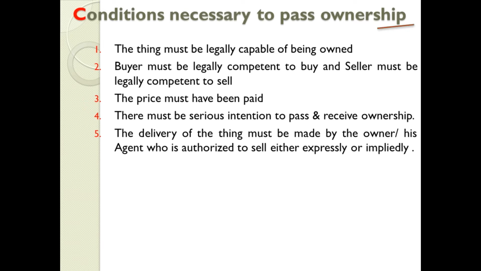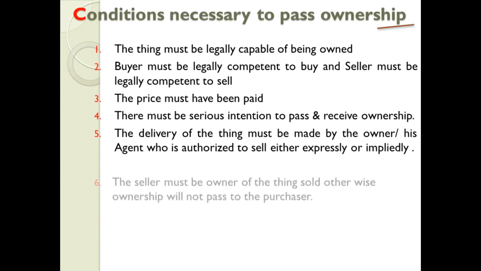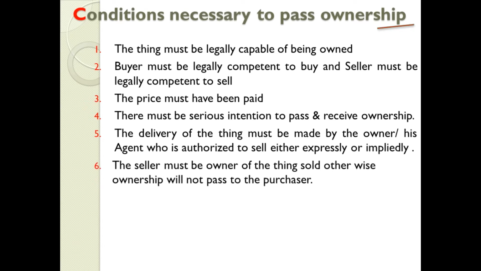The delivery of the thing must be made by the owner or his agent who is authorized to sell either expressly or impliedly. The seller must be the owner of the thing sold, otherwise ownership will not pass to the purchaser. This is because one cannot give another person greater rights than he himself has in a thing.